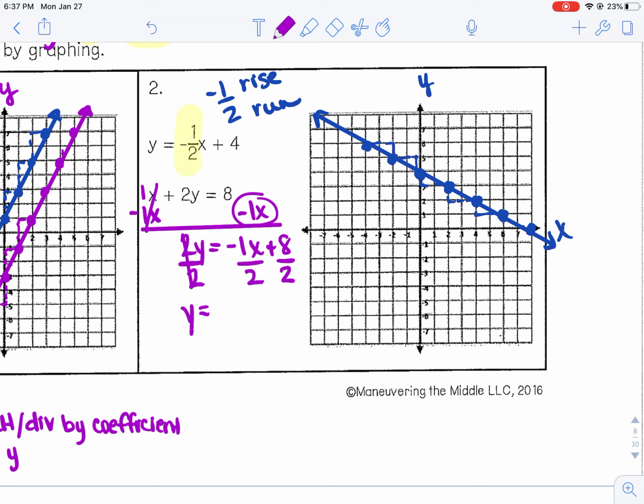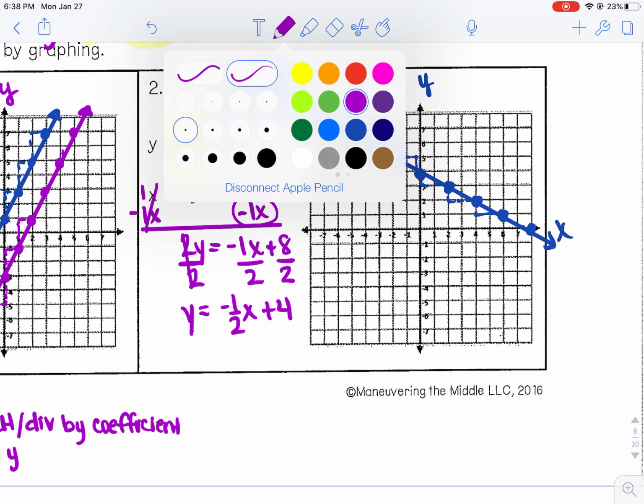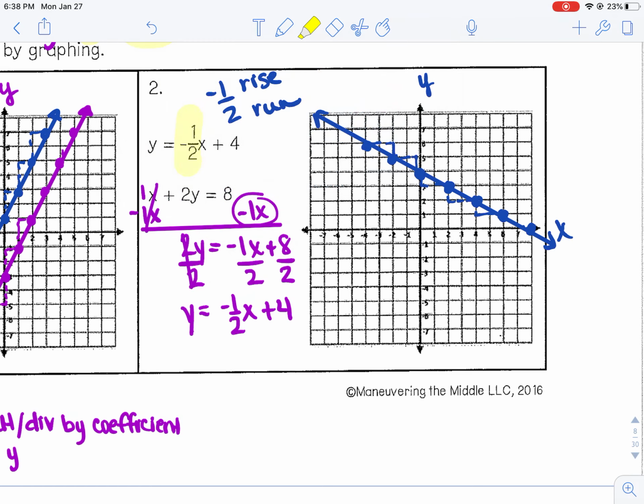That leaves me with y. And look what I'm going to do here. I'm going to leave the negative 1 over 2 in fraction form instead of changing it to a decimal, because remember, I need rise over run. And 8 divided by 2 is 4. So there I go. Notice anything? Hopefully what you noticed is that this equation right here is the exact same as this equation up here.